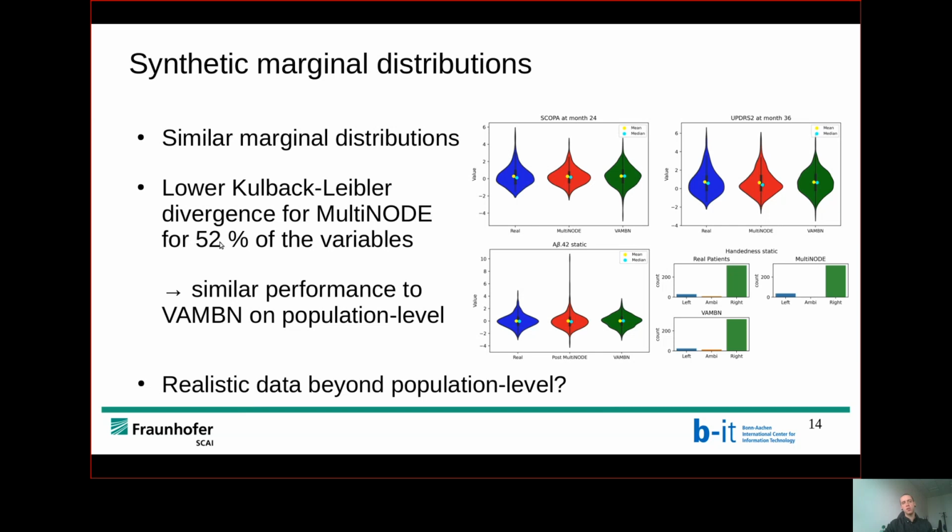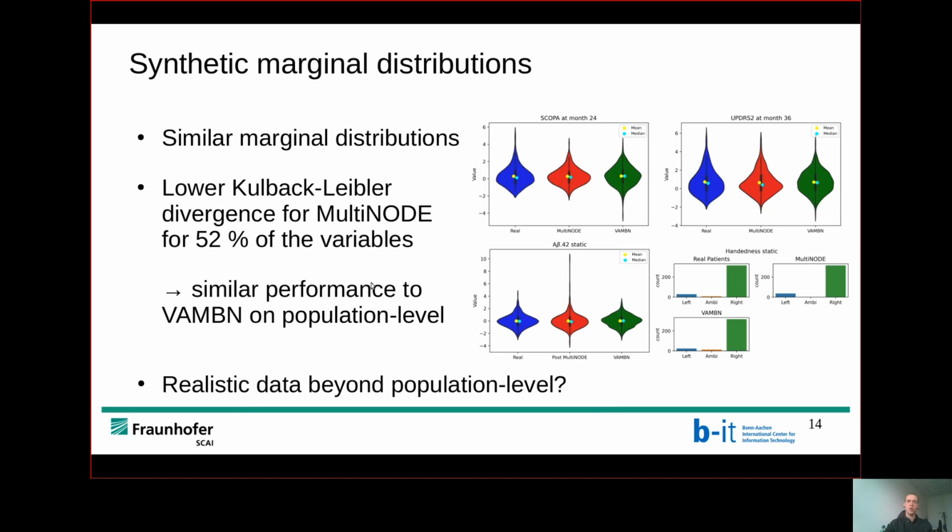And in 52% of the variables, the Kullback-Leibler divergence between the multinode synthetic data and the real data was smaller than compared to the Wamben and the real data. So the performance is similar on population level, but now we would also be interested in how realistic single data instances are.